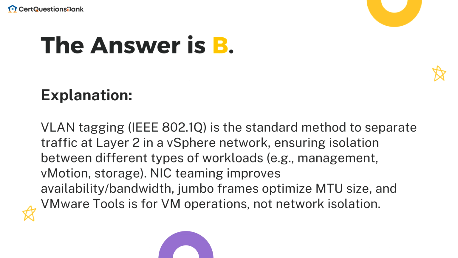VLAN tagging, IEEE 802.1Q, is the standard method to separate traffic at Layer 2 in a vSphere network, ensuring isolation between different types of workloads, e.g., management, vMotion, storage. NIC teaming improves availability and bandwidth, jumbo frames optimize MTU size, and VMware Tools is for VM operations, not network isolation.